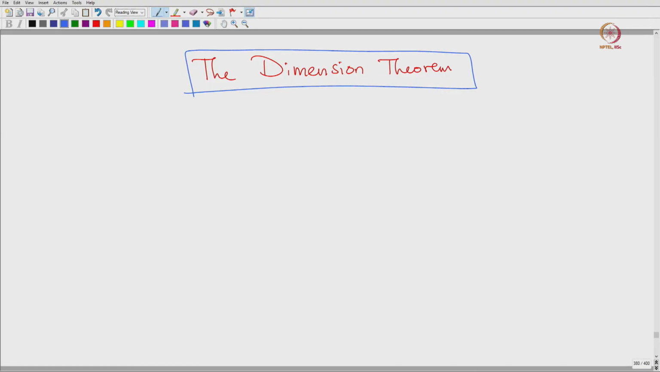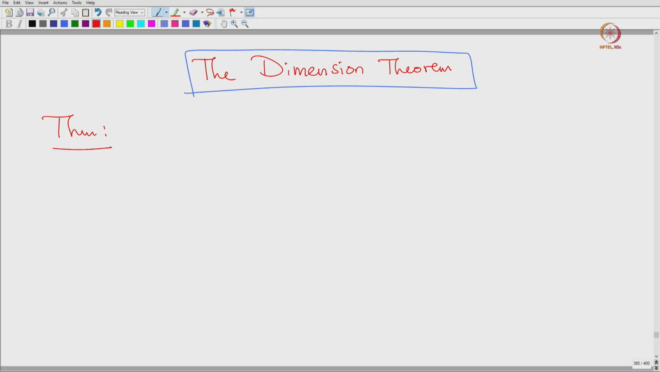Welcome back everyone. In this lecture I will complete the proof of the dimension theorem. To prove the dimension theorem we need one auxiliary result, so let me state that. Maybe we can state it as part of the dimension theorem itself. So, here is the theorem.